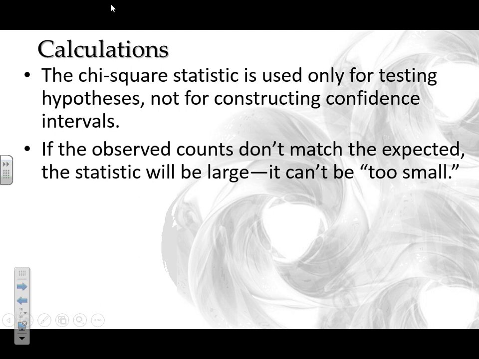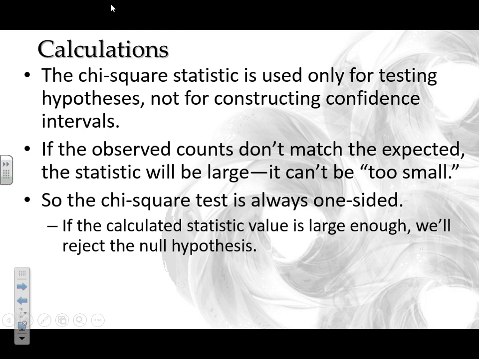A second thing, if the observed counts don't match the expected, then that means our statistic was too large. With a chi-square value, there is no such thing as too small. So it's always a large value that leads us to reject the null based on our distribution. Because again, we can only work with our positive values. So that value will always be large if we're going to be rejecting.